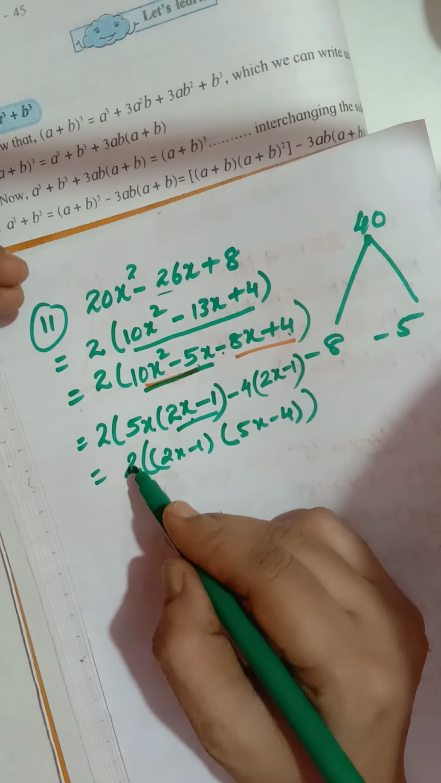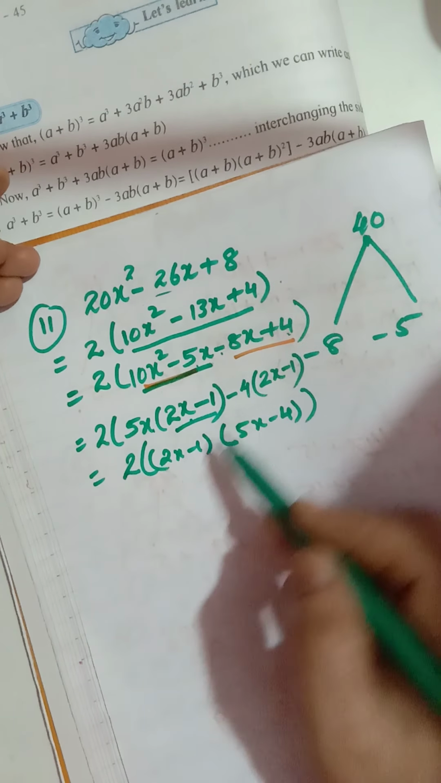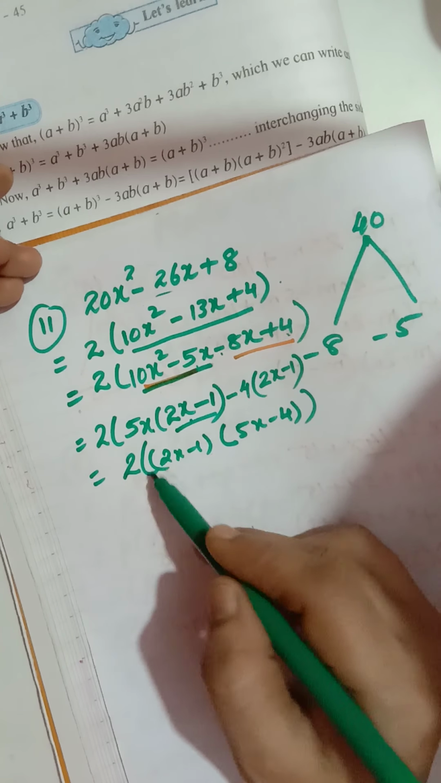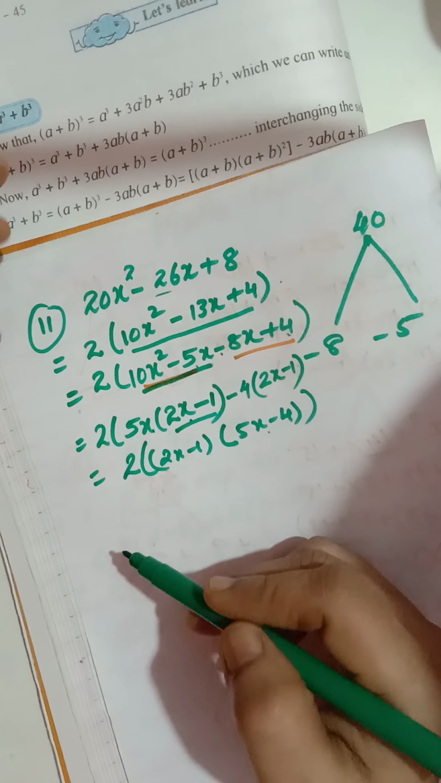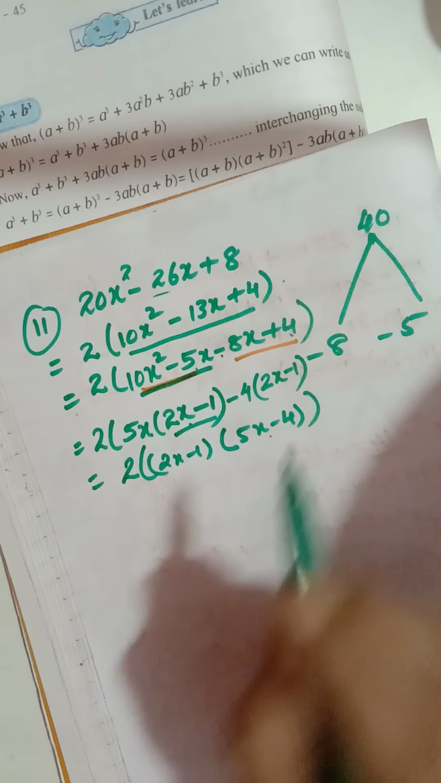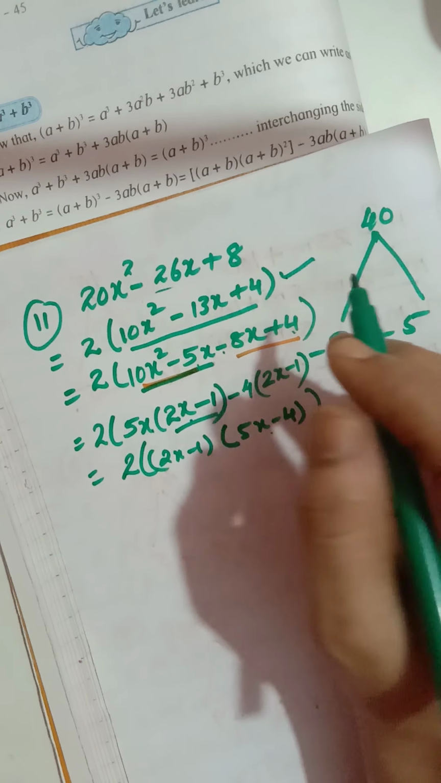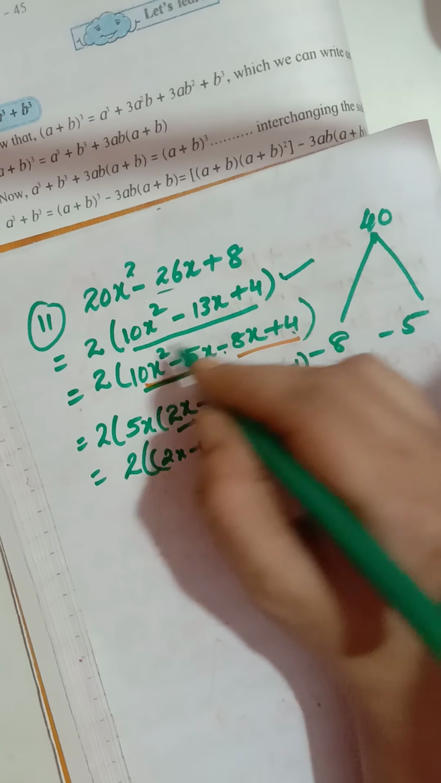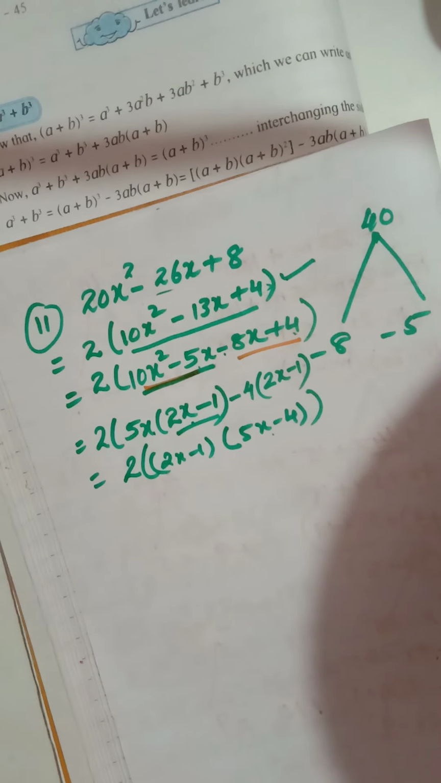Suppose you are not taking out the common 2 at the first stage, then children, here the 2 would be inside the second bracket or first bracket. So at that time, in the last stage, we have to remove the common. In any way, either you take common in the first stage or in the last step, but better you remove the common at the initial stage so that your sum becomes easy.